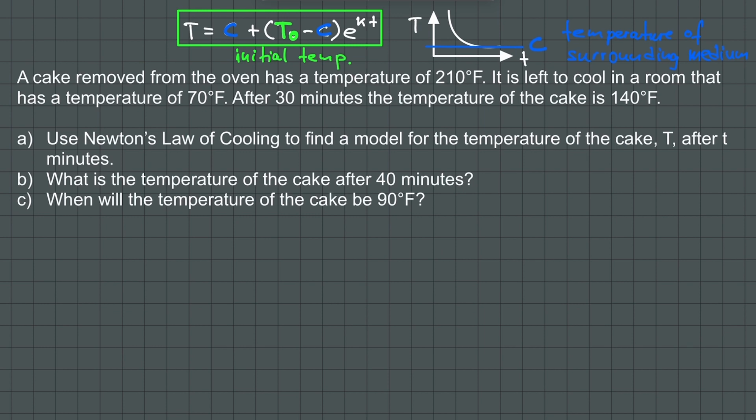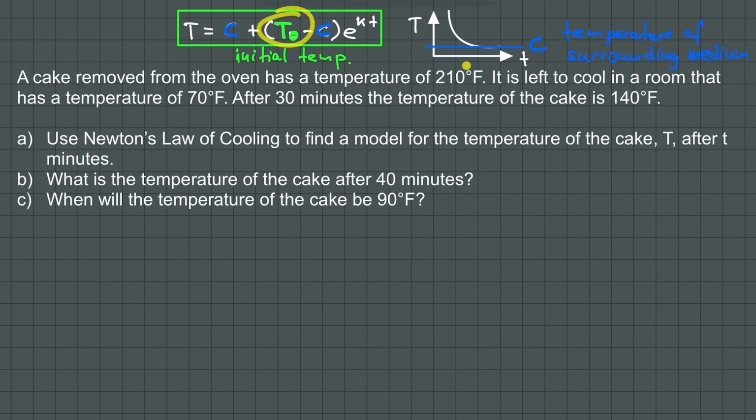A cake removed from the oven has a temperature of 210 degrees Fahrenheit. It is left to cool in a room that has a temperature of 70 degrees Fahrenheit. After 30 minutes, the temperature of the cake is 140 degrees Fahrenheit. Use Newton's law of cooling to find a model for the temperature of the cake T after t minutes.